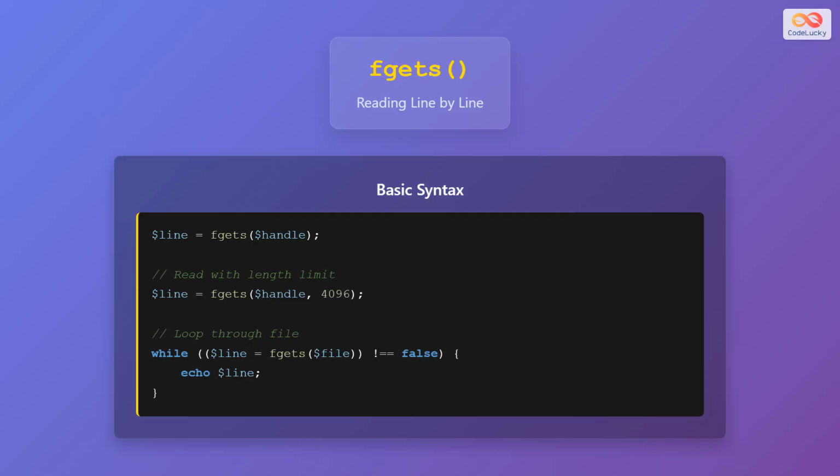Here's how we can use the fgets function to loop through a file line by line. We can declare a while loop that continues as long as the line variable is equal to the result of the fgets function with the file variable is not equal to false. In the body of the loop, we simply echo the line variable.